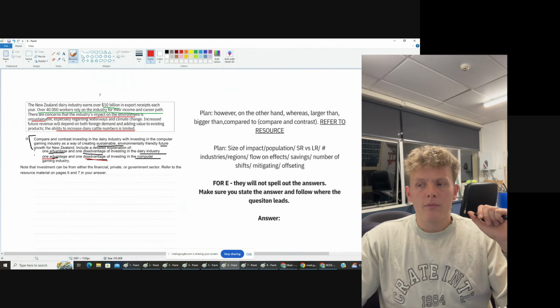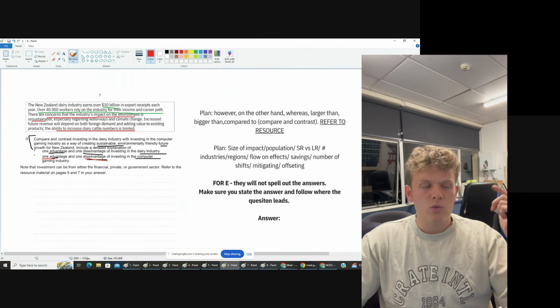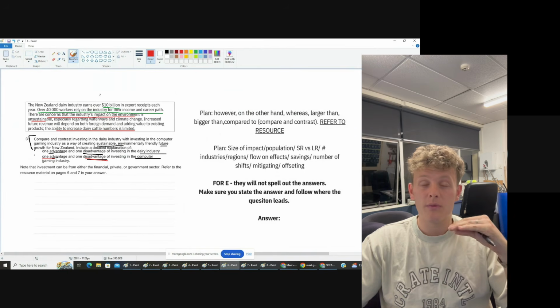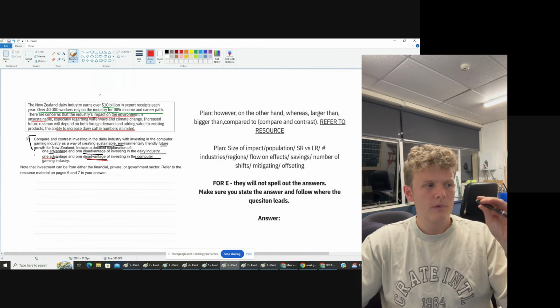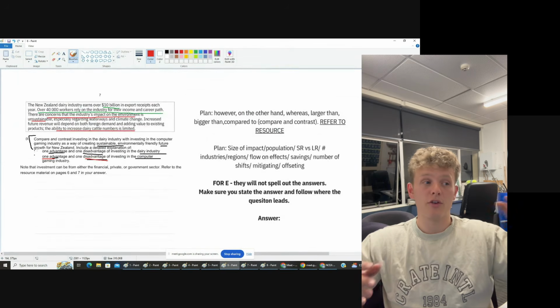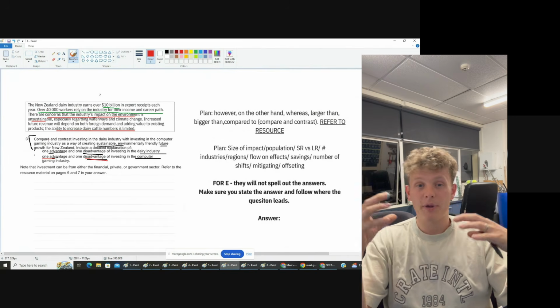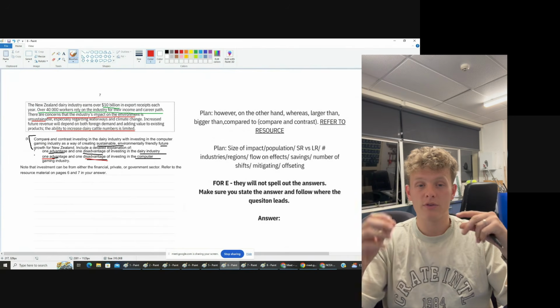When we talk about the dairy industry, that's one disadvantage. Another disadvantage could be a risk. It's more high risk than investing in the solid dairy industry. Either of those ones can be fine. And then compare and contrast, you want to be saying through that answer: however, on the other hand, whereas, bigger than, smaller than, to take those two and compare them together.